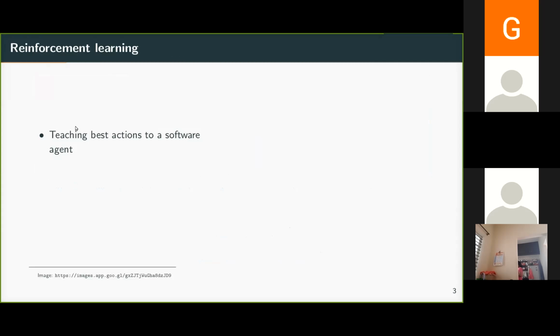Reinforcement learning will teach best actions to a software agent. By software agent, we can consider it to be the computer program that we are writing. So there is a program, you teach it the best actions. What are the actions, and what we will see? When are these actions to be taken in different states or situations? By state or situation, we mean the position on the tic-tac-toe board.